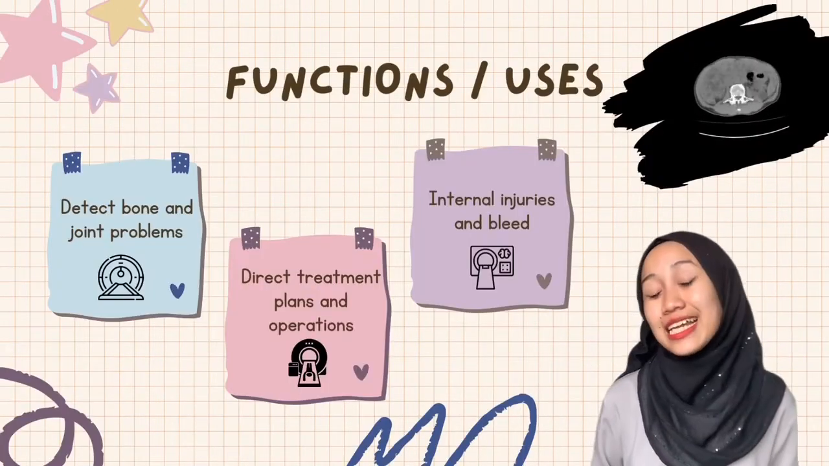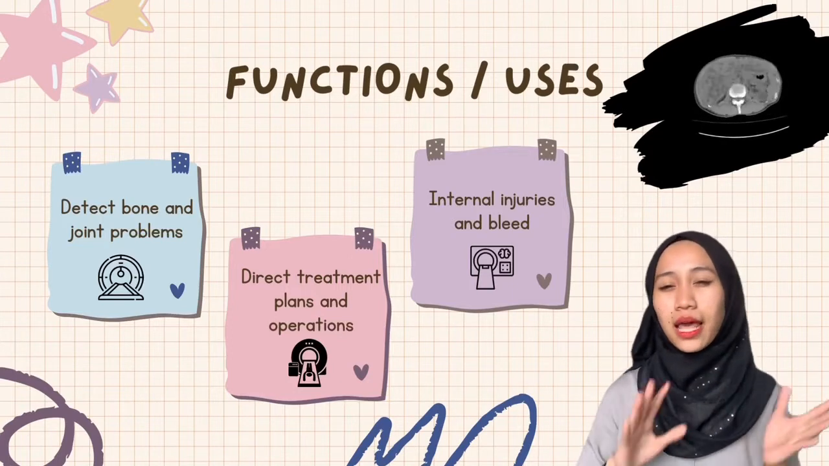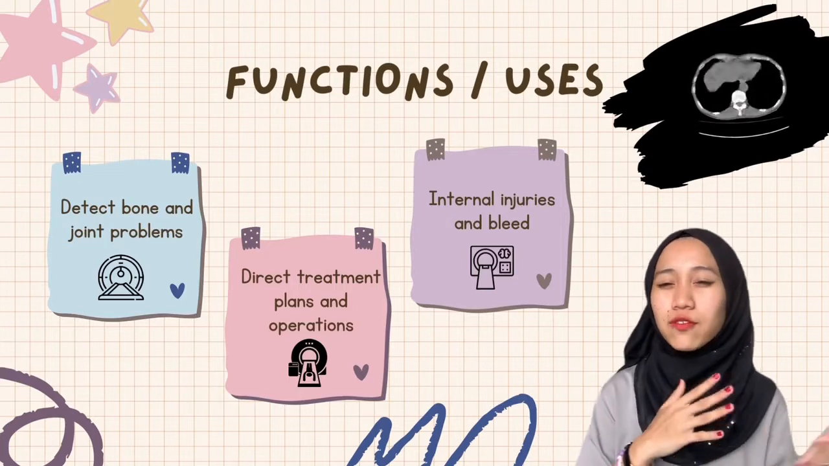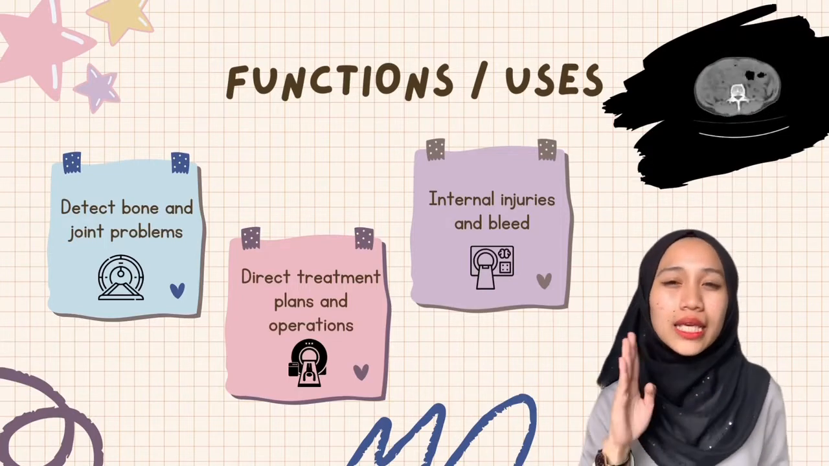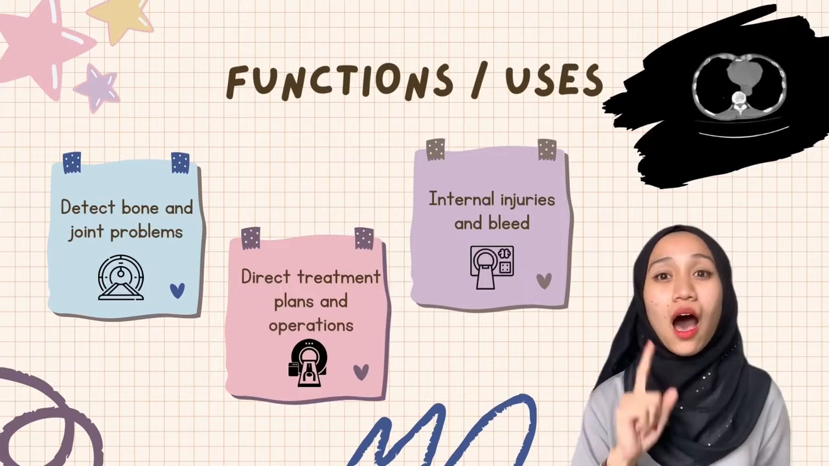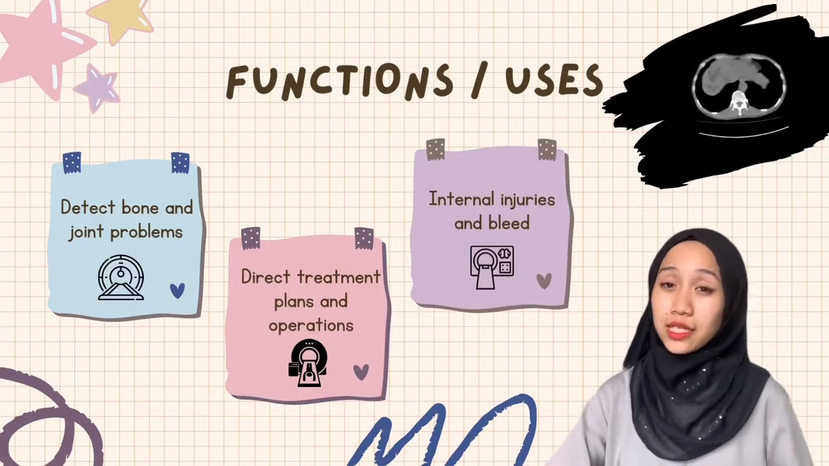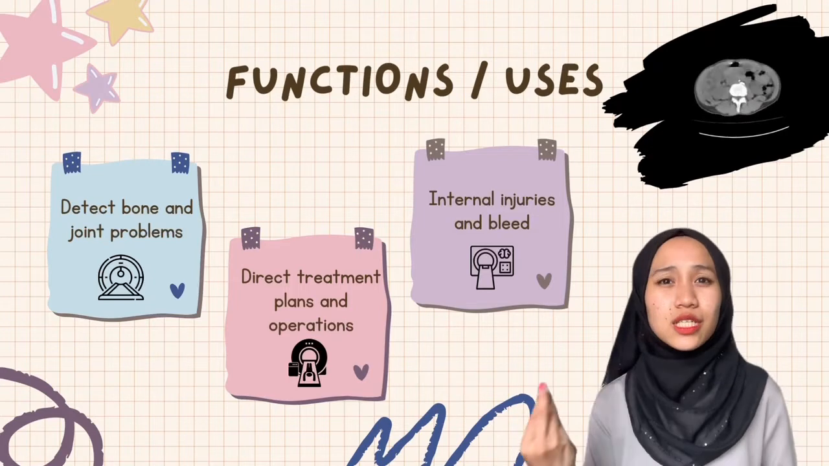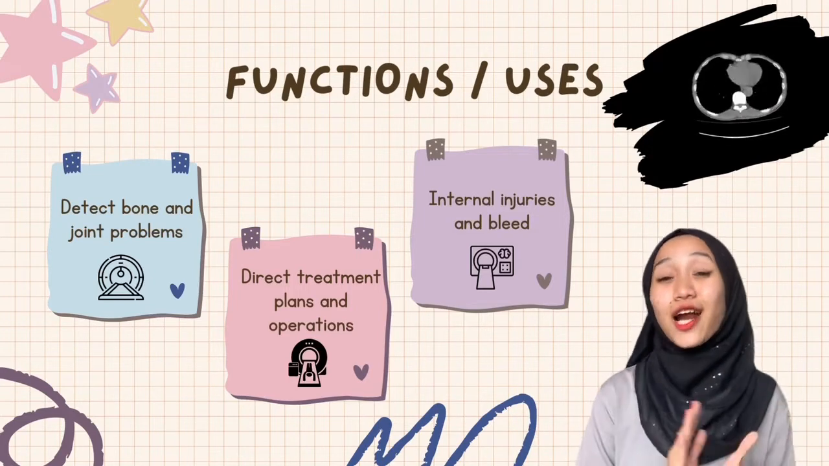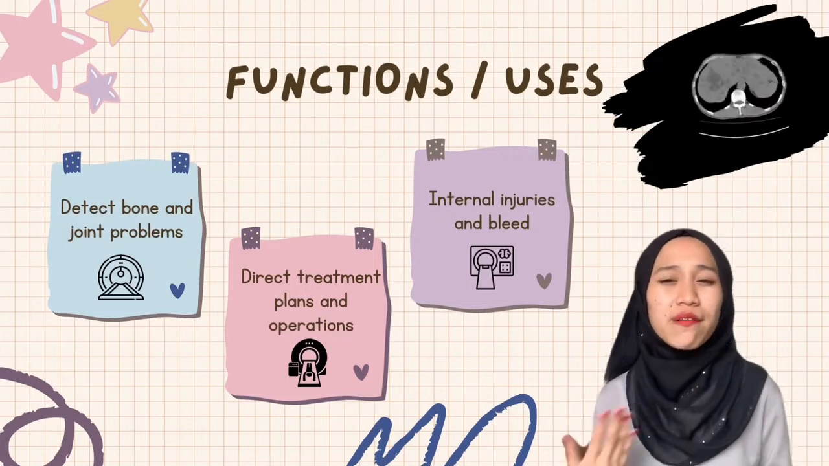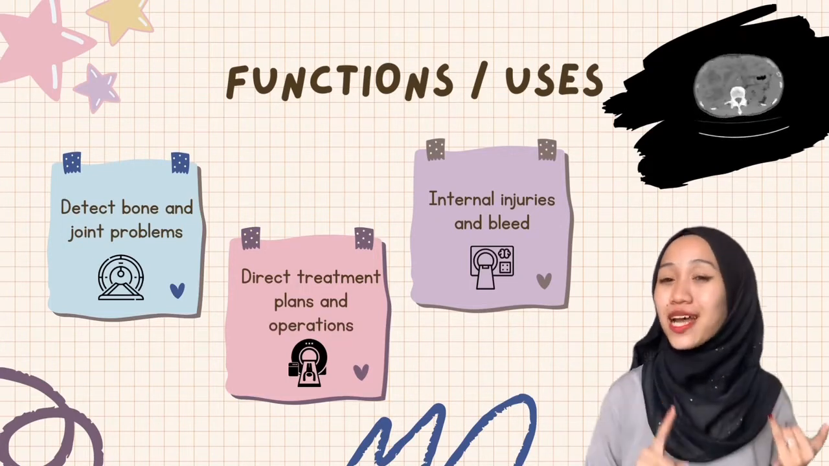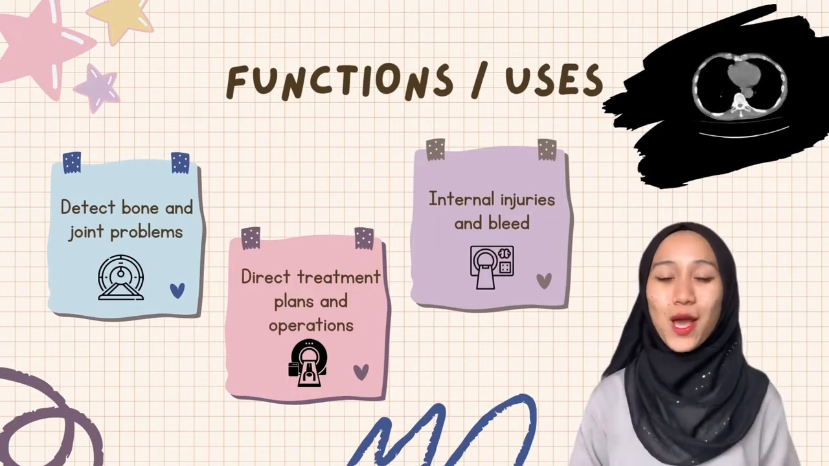What benefits do CT scans offer? First, they can detect bone and joint problems like complex bone fractures and tumors. Other than that, if someone has a condition like cancer or heart disease, a CT scan can spot it. Also, they can show internal injuries and bleeding, such as those caused by a car accident. Not to mention, they are used by doctors to direct treatment plans and operations, including radiation therapy, surgery, and biopsies.